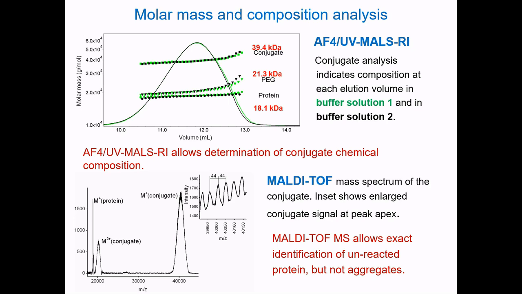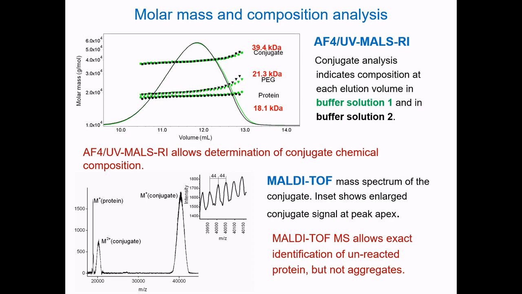The chemical composition of the conjugate sample was determined by the use of a multi-detection system. In this case, only the protein component of the conjugate was UV sensitive, while the refractive index detector responds to both constituents of the conjugate.